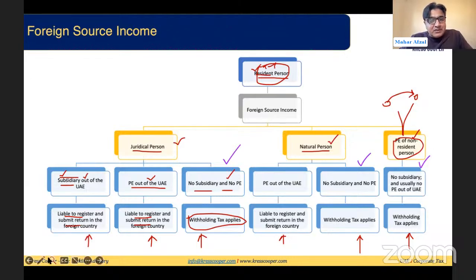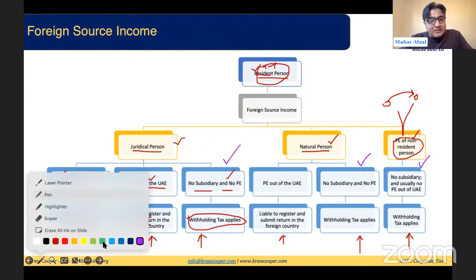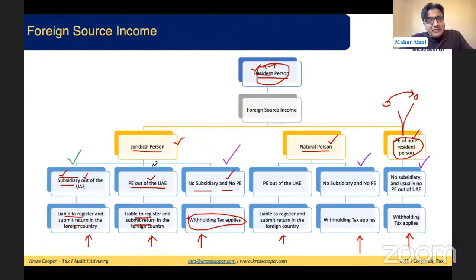In the rest of the cases, which are this case, this case, this case, in these three cases, they will be liable to register there, they will be liable to submit the return in the foreign jurisdiction, and they will be liable to pay tax. So tax is being paid. In three cases, this tax will be paid in the form of withholding tax, and in three cases, they are submitting the return, and relevant tax authorities are applying a tax similar to corporate tax.